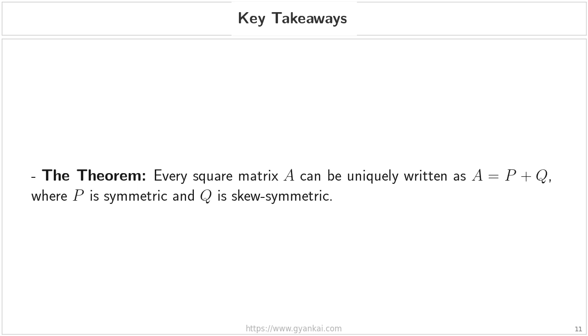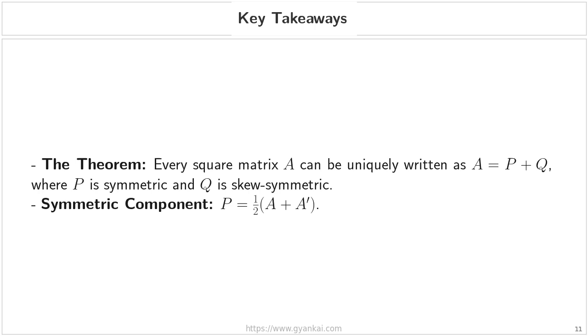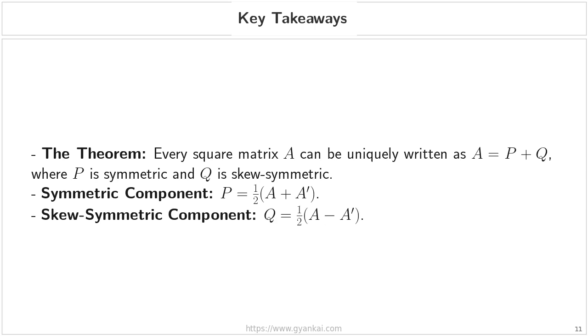Key takeaways. First, let's recap the fundamental theorem. Every square matrix can be uniquely expressed as the sum of two matrices, P and Q, where P is a symmetric matrix and Q is a skew-symmetric matrix. To find the symmetric component, P, remember the formula we used in our example. P equals 1/2 times the quantity of A plus A transpose. Similarly, to find the skew-symmetric component, Q, we use the formula. Q equals 1/2 times the quantity of A minus A transpose.